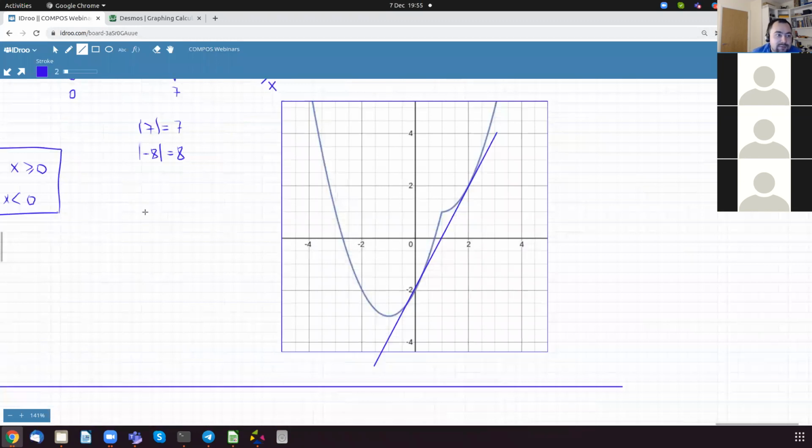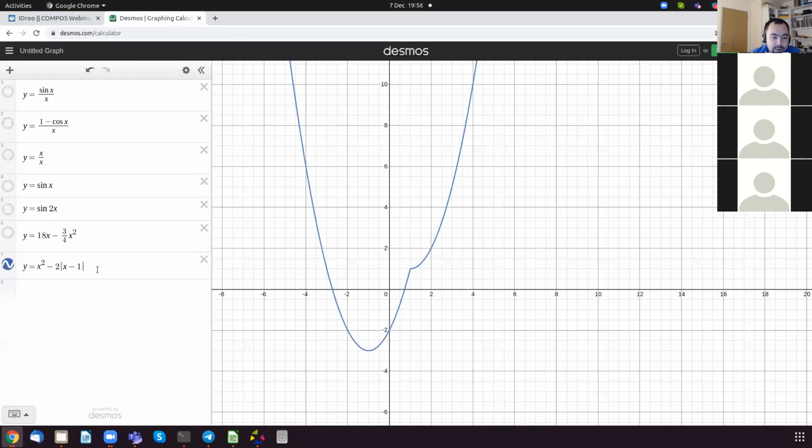Well, it's a straight line graph. The gradient is clearly 2, and the y-intercept is minus 2. C is minus 2. So y is equal to 2x minus 2. Let's check it out. So we draw the graph of y equals 2x minus 2. And voila, it is tangent at 2 distinct points.